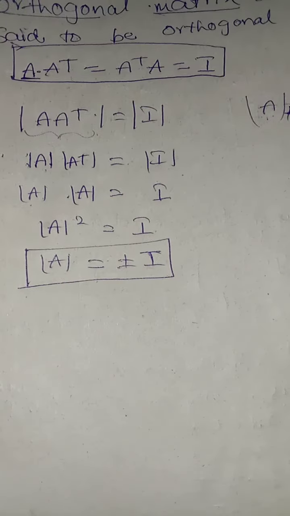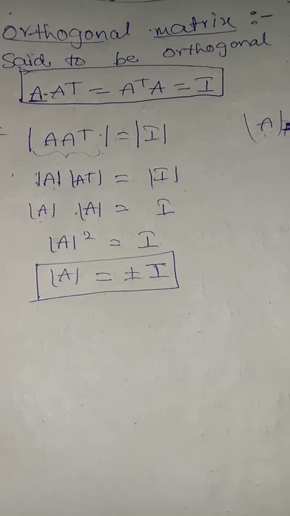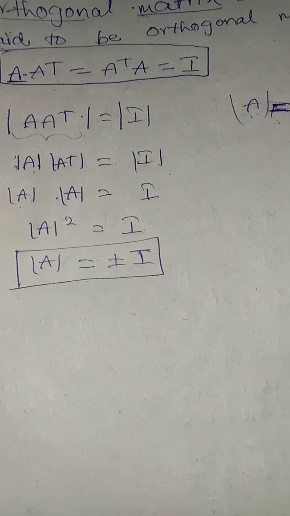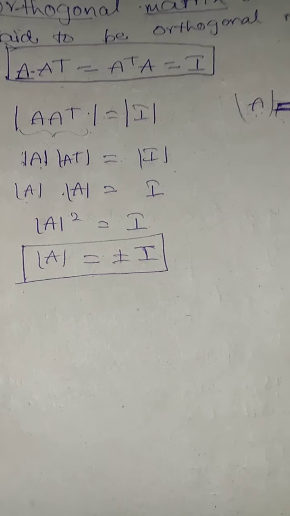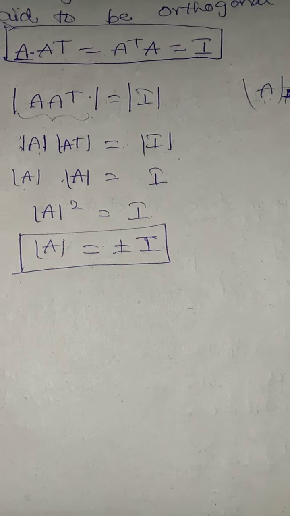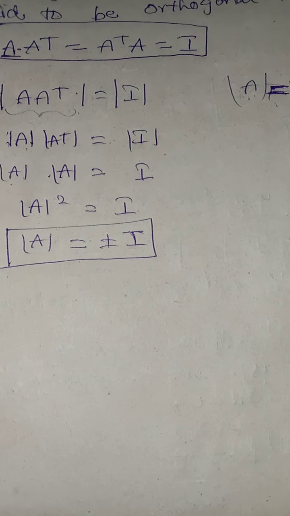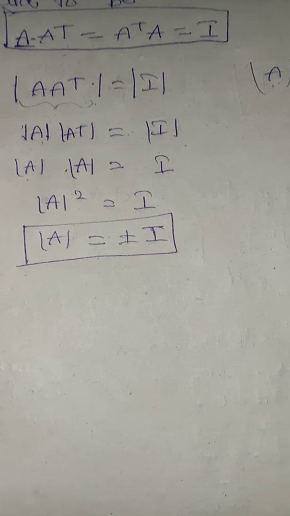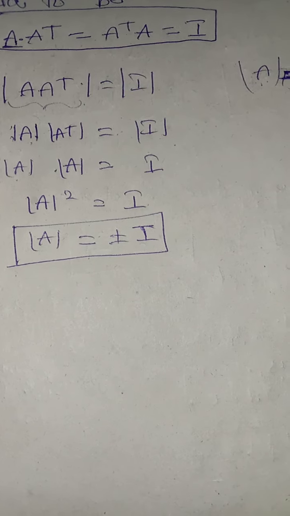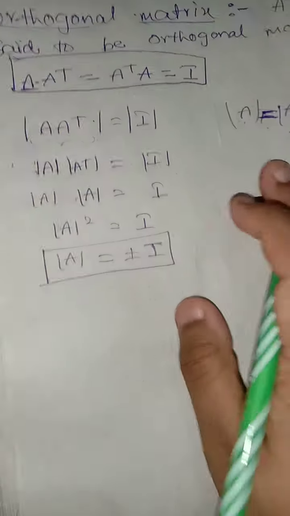In MSAT, they will ask directly that if A is orthogonal, what is its det value? Then you must write plus or minus 1. Okay, what's the determinant value for an identity matrix? It's 1, right? So then the det value of A becomes plus or minus 1.